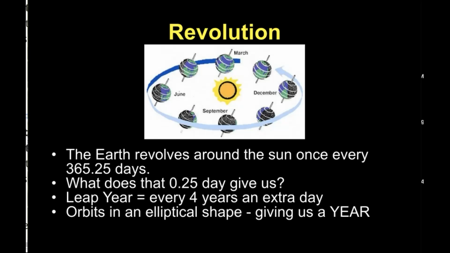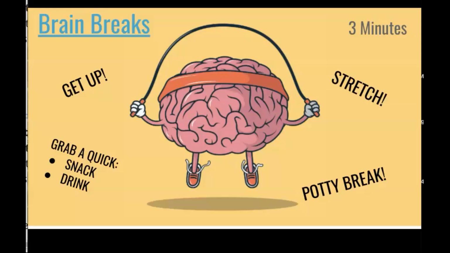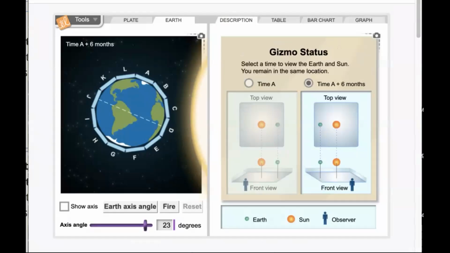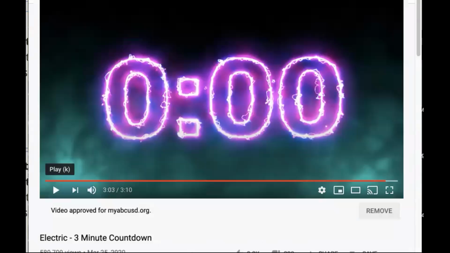Okay. All right. So let's go ahead. We're going to take our final break, stretch, get whatever you need to do. And then when we come back, we're going to get into this gizmo about the seasons. All right, ready? 3 minutes. Let's go.